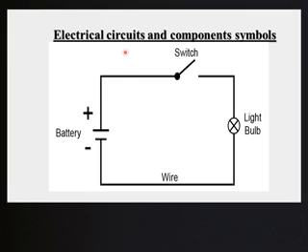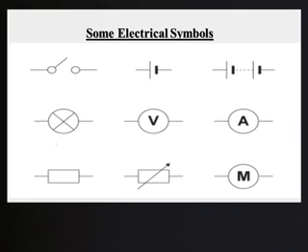The pathway through which charged particles can move is called an electrical circuit. We use some symbols to draw a circuit diagram. Before doing question number 2, at first we will see different symbols for different electrical components. Some electrical symbols are given here. One by one we will discuss these symbols and the names of the components.